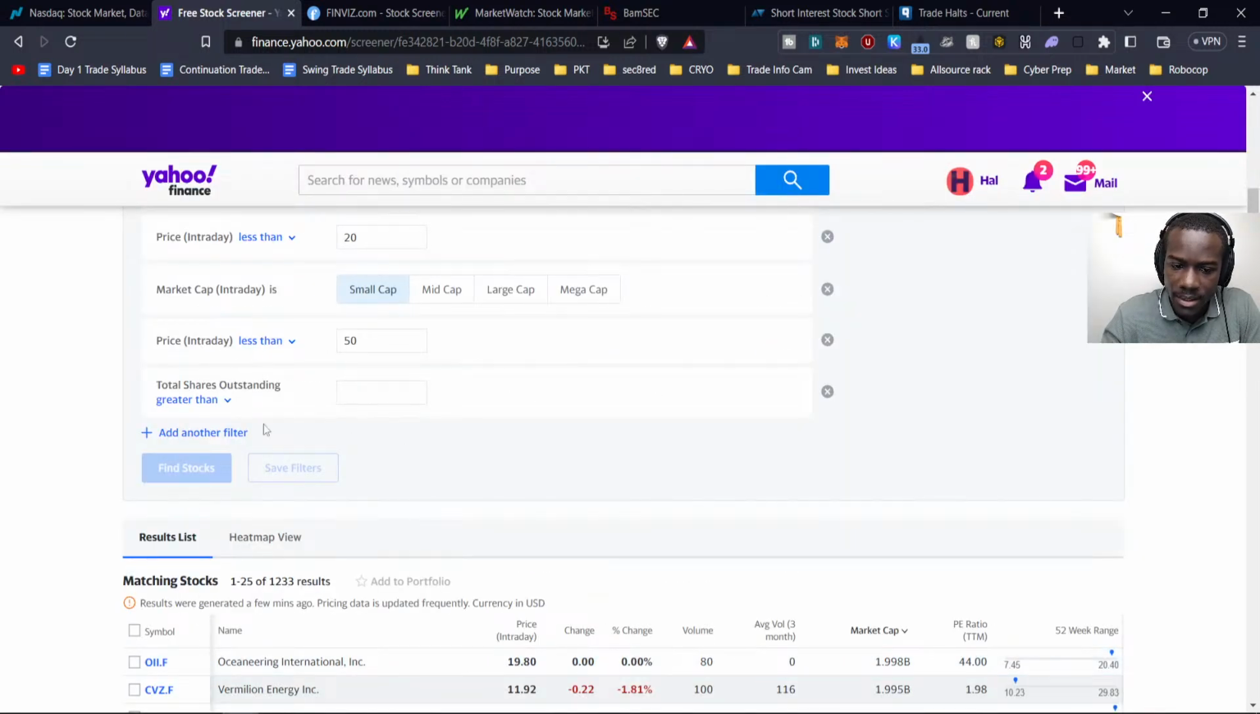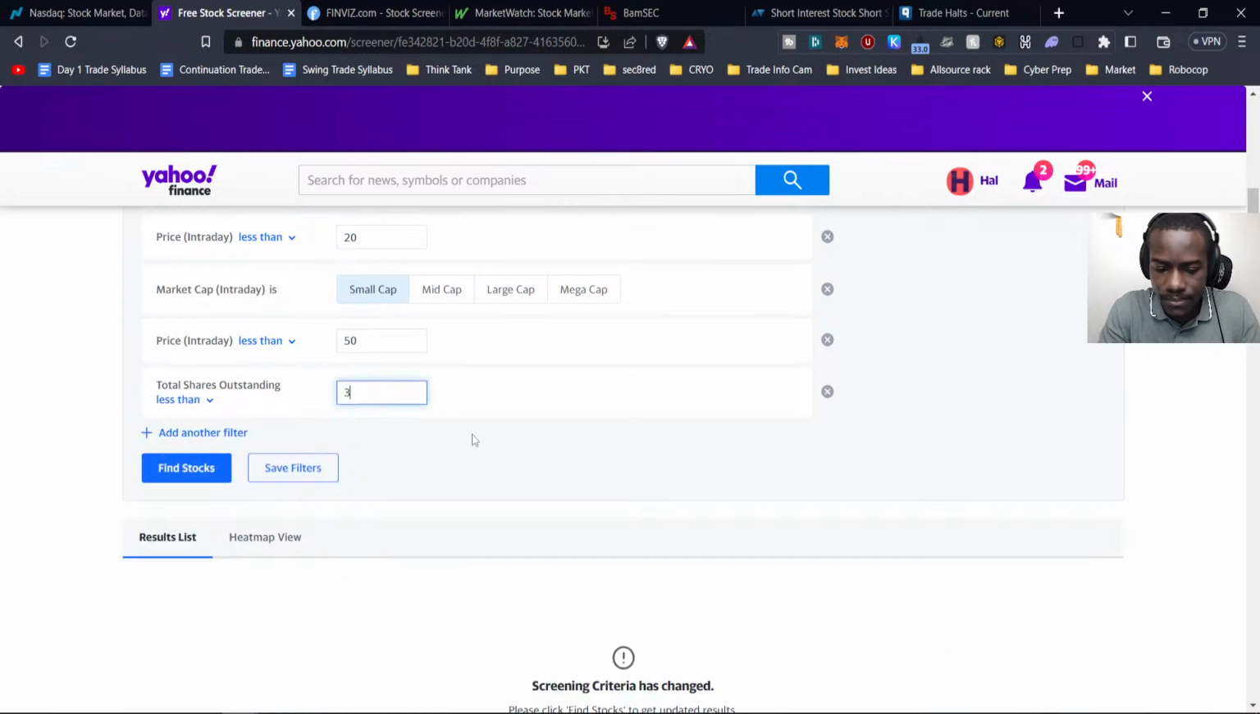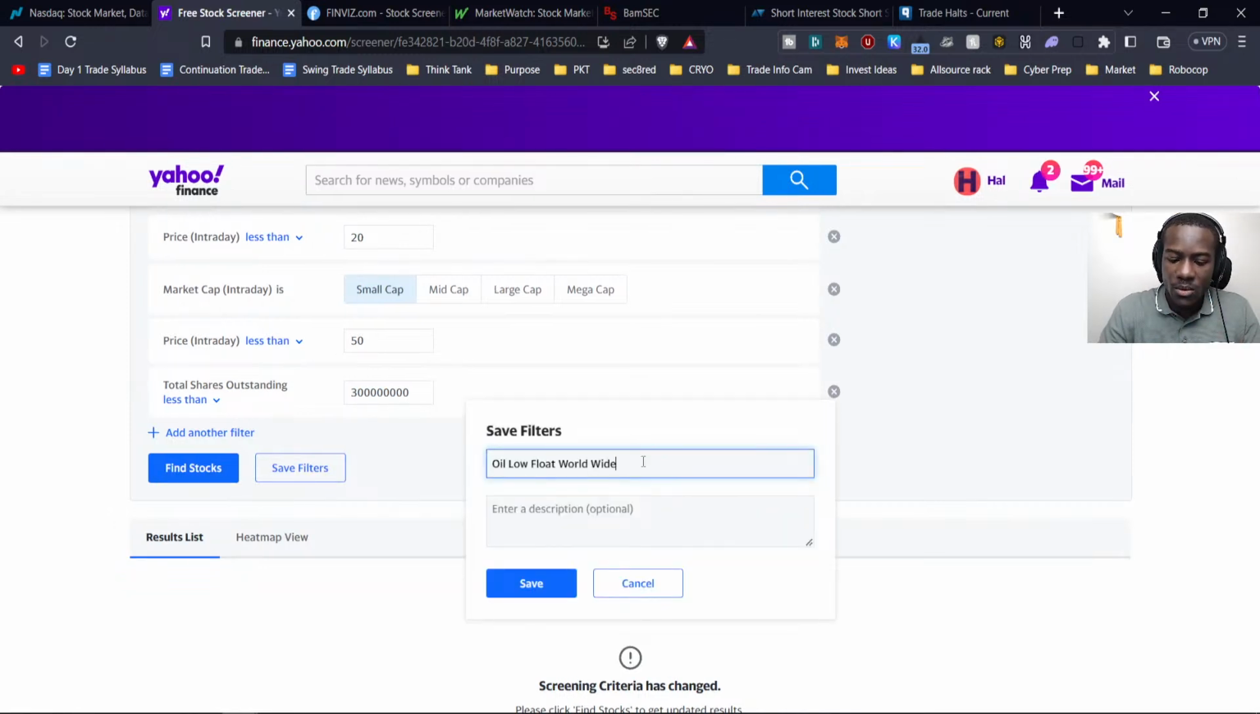So I close that and I'll go total shares outstanding. Let's go with the less than. Let me count these zeros. That's 300 million right there. So that is small cap land right there. And I'll save that worldwide 300 mil outstanding shares.